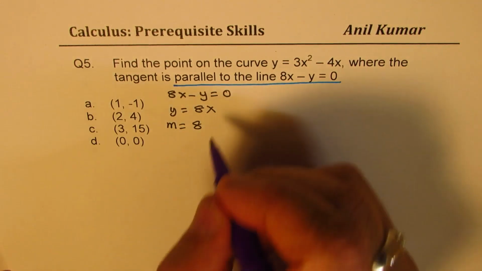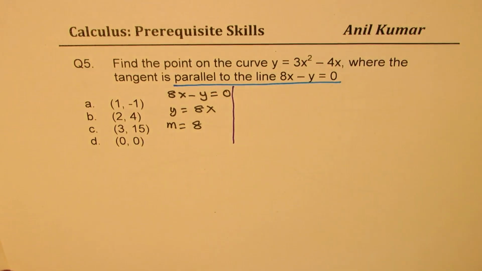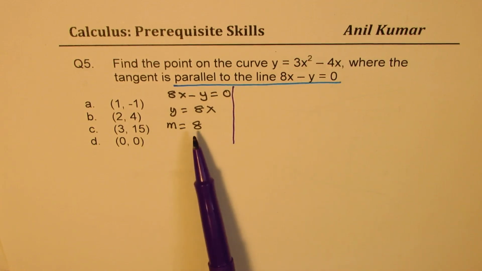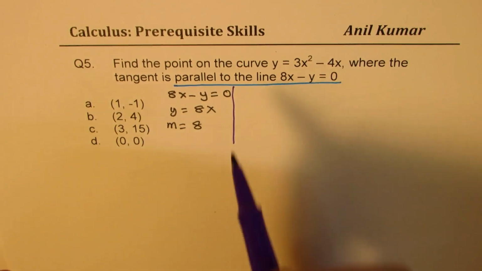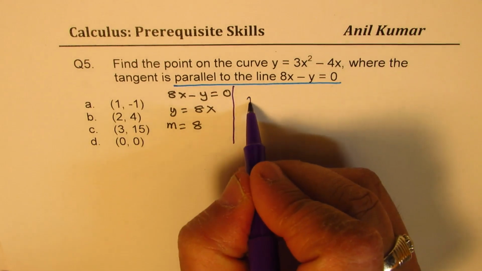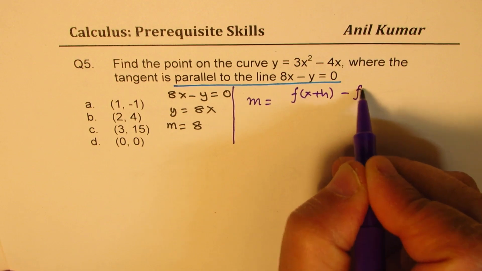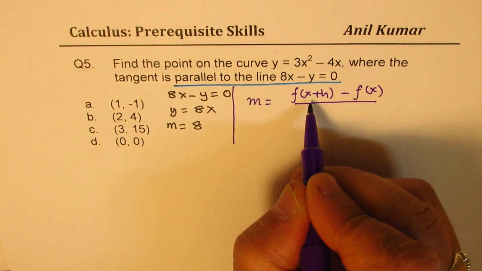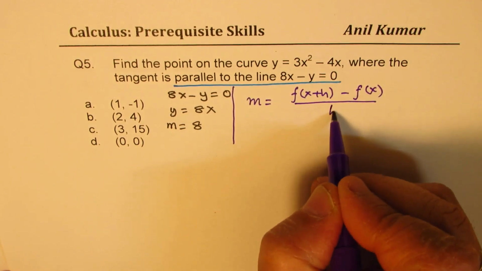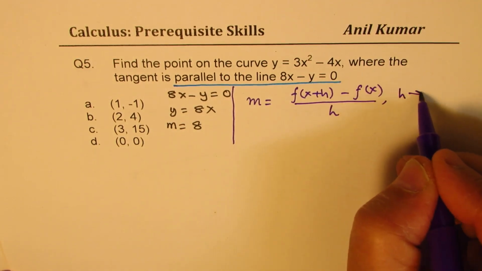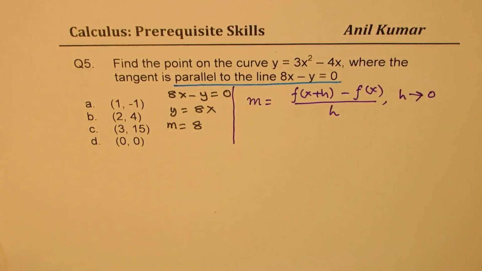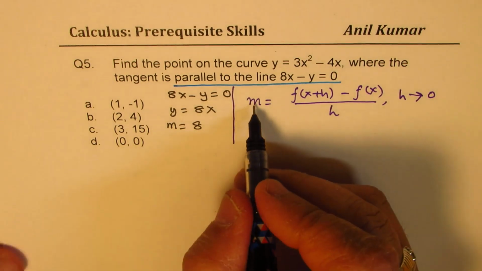Now in this particular question, we are given the slope, right? We have to find the point on the curve where the slope is this. Perfect. So we can again use the same formula, which is m equals f of x plus h minus f of x over, when we do x plus h minus x, you get h only, right? Where h is approaching 0. Very, very small. And we know that the slope is 8 for us, correct? So we know the slope is 8 for us.